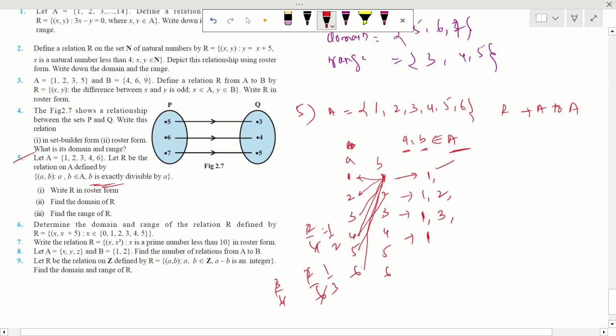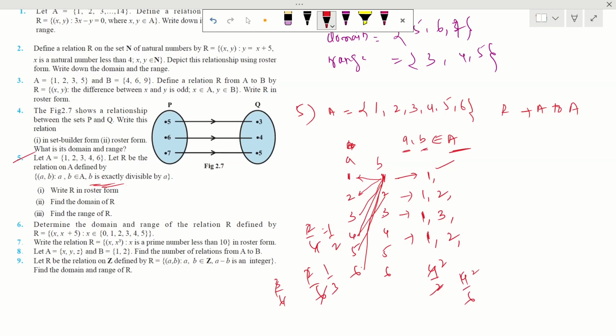4 is divisible by 1, yes. 4 is divisible by 2, yes. 4 by 3, no. 4 by 5, no. And 4 by 6, no. It is not divisible.